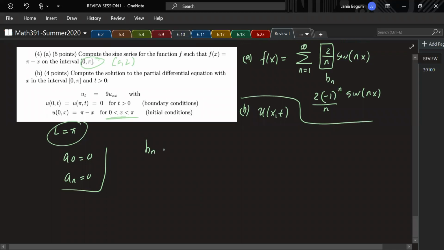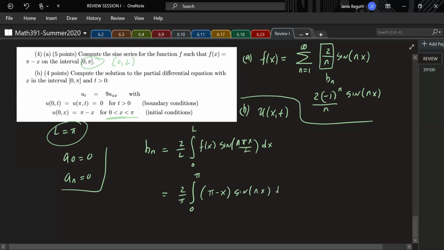Now BN, again, because you're doing an odd function times sine, the product of two odd functions is even, so I can do 2 over L, integrate from 0 to L, f of x times sine of n pi x over L. So you can always write that down. Now L is pi, so we have 2 over pi, integrate from 0 to pi, f of x is pi minus x, times sine of n x dx. Okay, so how do we integrate this?